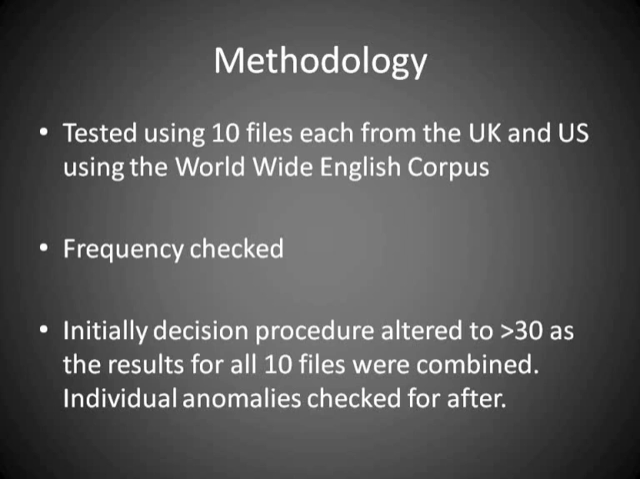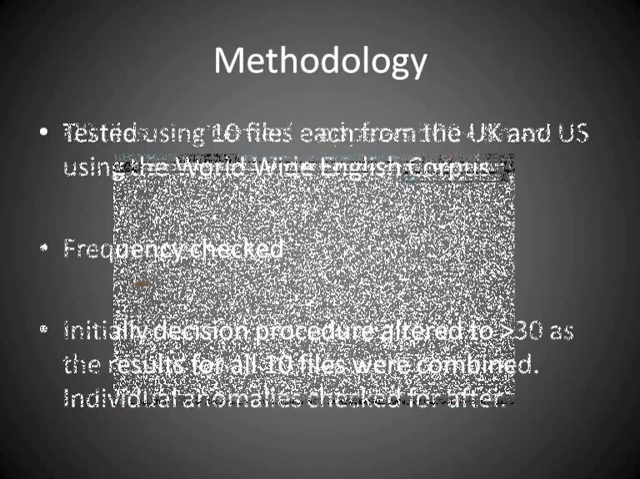Using 10 files, each from UK and US files, from the Worldwide English Corpus, I was able to test for these features. I searched for their frequency and noticed the results. Initially, I altered my decision procedure tolerance to greater than 30 as all 10 files were combined, thus allowing for 3 occurrences within each file. Where the outcome was not what would be expected, I tested for the accuracy of the individual files.